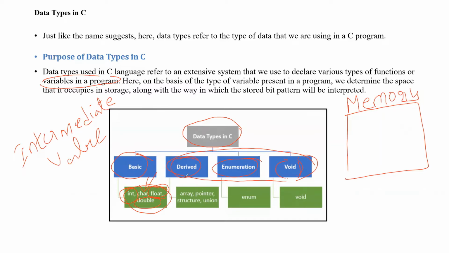That we'll discuss later, regarding what is memory for int, what is memory for float, and all these things. Next is derived data types. In C programming, we have 4 types of derived data types. One is array, another is pointer, another is structure, and the fourth is union. These derived data types exist from basic data types, so derived data types are defined with the help of basic data types only.